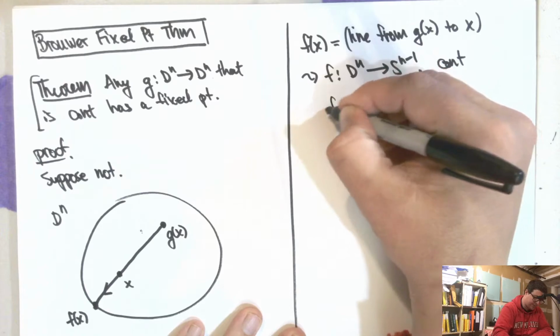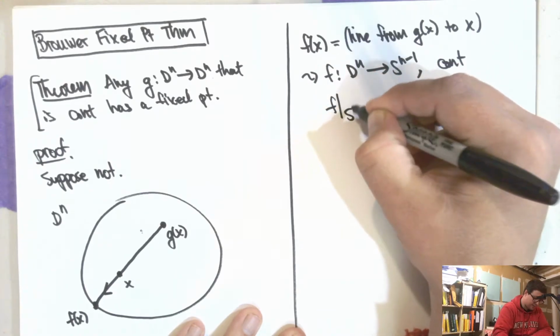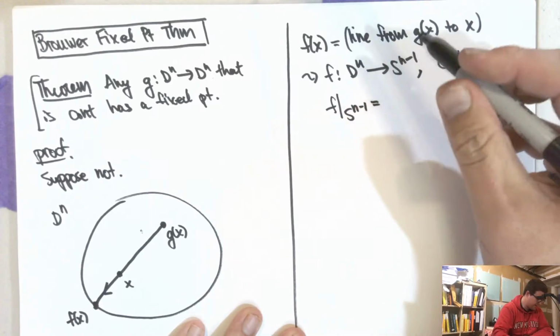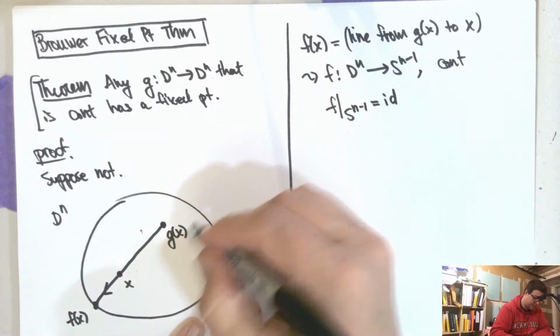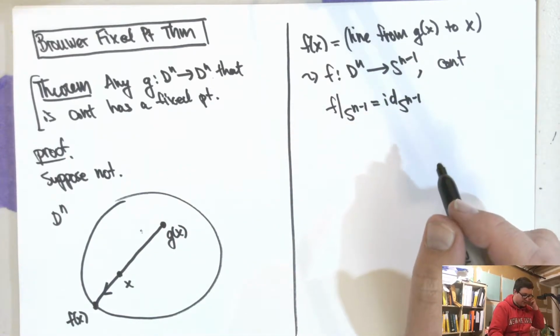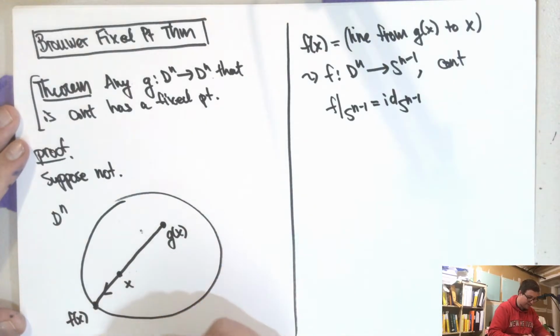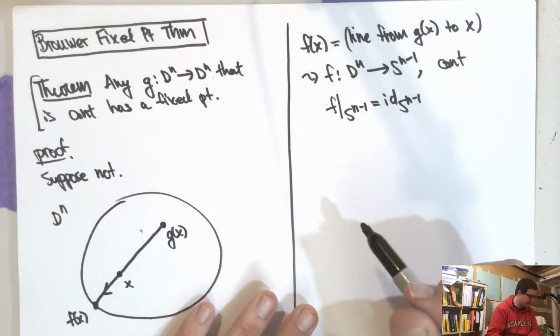You'll also note that f restricted to the boundary is the identity. That's why we chose this directedness. So it sends it back to x. If we were to go here, it would go out and then come back in. And so this is going to give a contradiction. So this gives a retract.